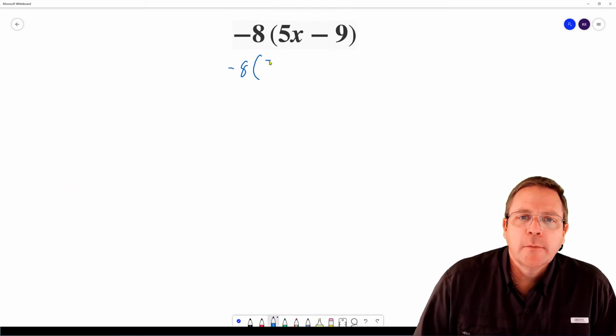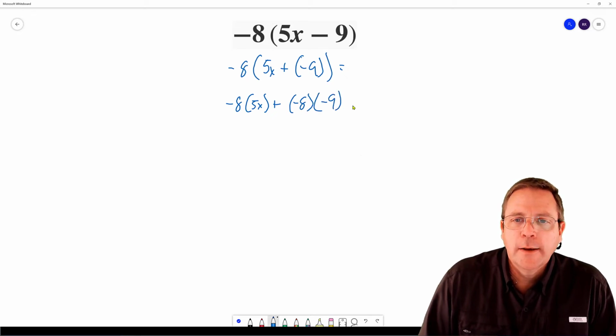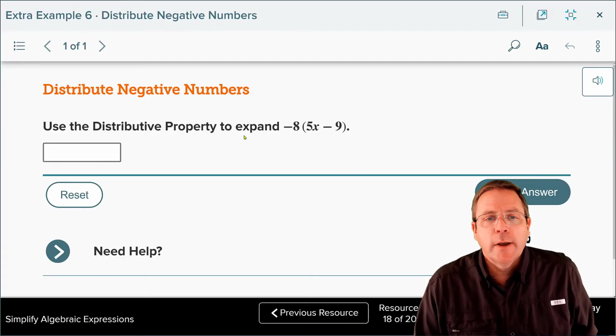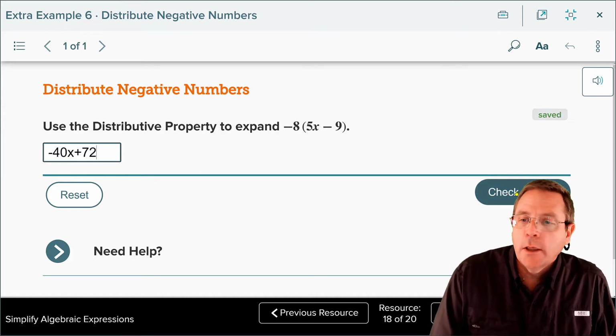Negative 8 times 5x plus a negative 9 in parentheses here. Notice my double set of parentheses. From there we're going to use our distributive property. Negative 8 times 5x plus, in parentheses, negative 8 times, in parentheses, a negative 9. Negative 8 times a positive 5, that's going to become negative 40x plus negative 8 times negative 9, that is a positive 72, which is going to be our final answer. Jump back over here, negative 40x plus 72, and check.